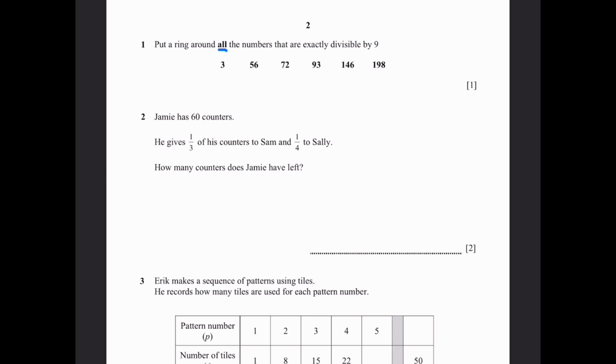3 is 3. There's nothing else to add, so it's just 3. It's not divisible by 9. 5 plus 6 is 11, which is not divisible by 9. 7 plus 2 is 9, which is divisible by 9, so we can put a ring around that. 9 plus 3 is 12. It's not divisible. 1 plus 4 plus 6 is 11, and it's not divisible. 198: 1 plus 9 plus 8 is 18, which is divisible by 9. So we can put a ring around that.